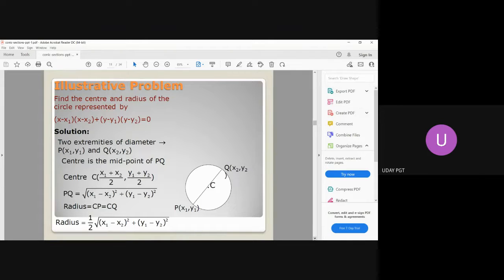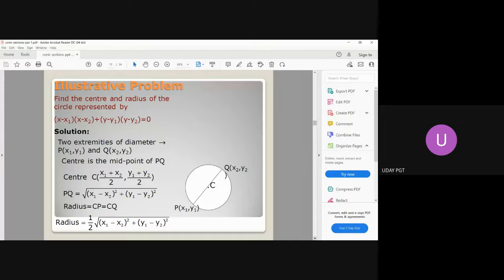So the radius is half of that one. So the radius we are going to get. If you find this center and radius, you substitute this center and radius in the first formula. What is the first formula? (x minus xc) whole square plus (y minus yc) whole square is equal to r square.